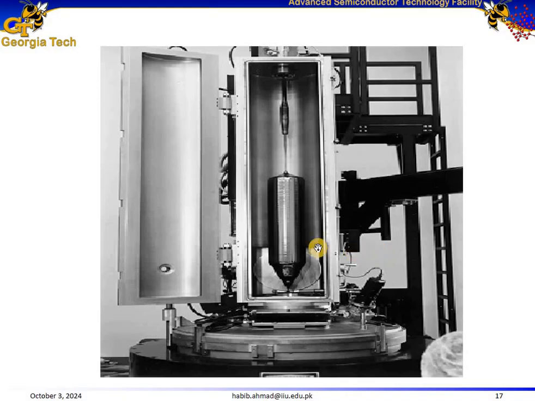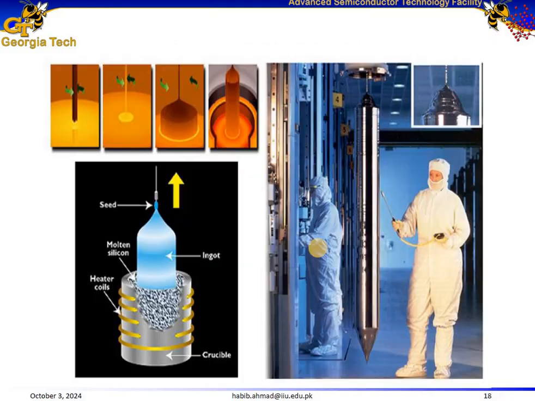The crystal length could be 1 to 2 meters, and the crystal diameter sizes are 100 millimeters, 200 millimeters, 300 millimeters, up to 450 millimeters. And this slide gives you an idea about the height of the silicon ingot. This person seems like a tall person, maybe around 6 feet, and this silicon ingot appears to be taller than that, around 6.5 feet I would say.